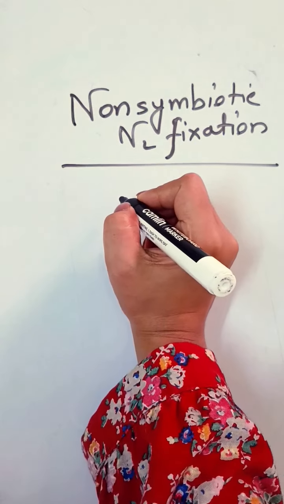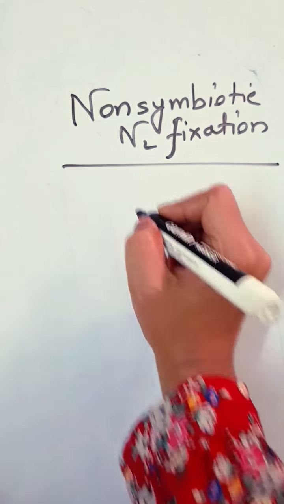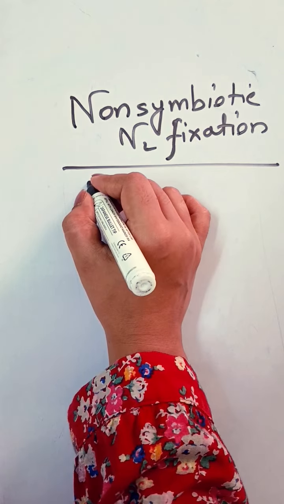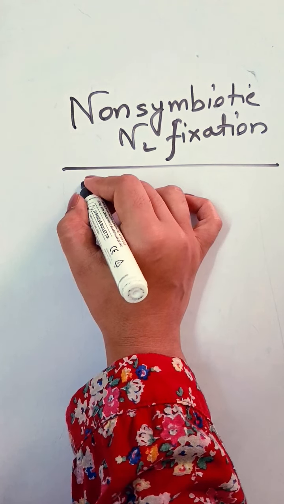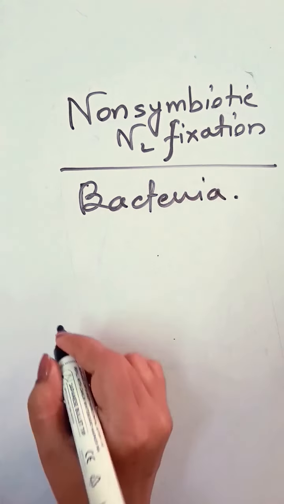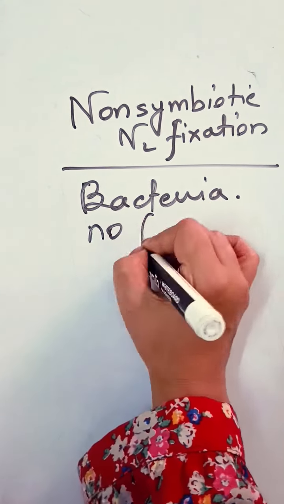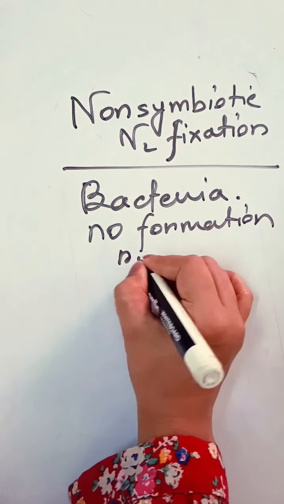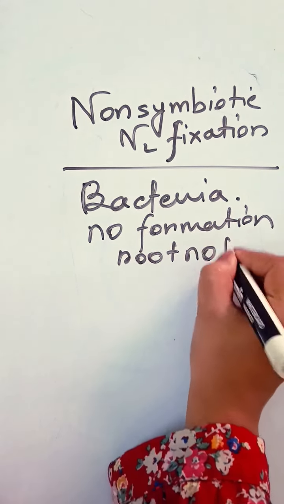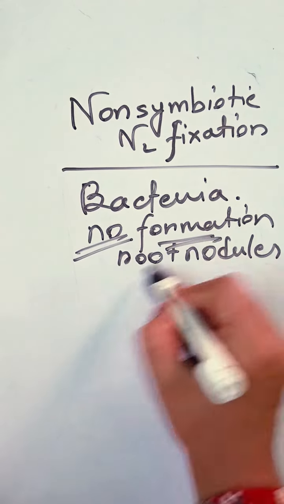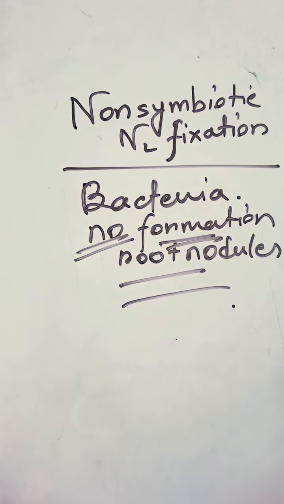Hey everyone, today in this video I'll be talking about non-symbiotic nitrogen fixation. It also occurs with the help of some bacteria, but there is no formation of root nodules in the leguminous plants.